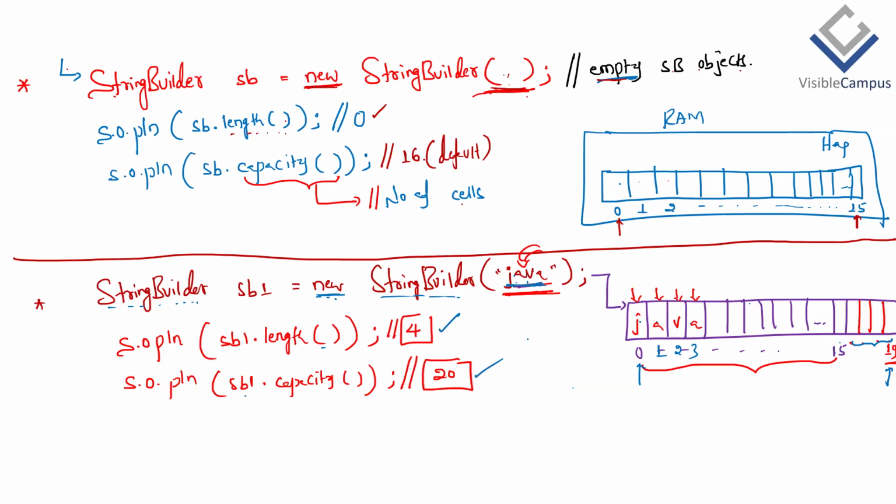There is a significant difference. Because of this, most of us will go wrong. We will say capacity is 16 only. No, at the time of declaration, if you give a value, then 16 plus that many characters is the capacity.